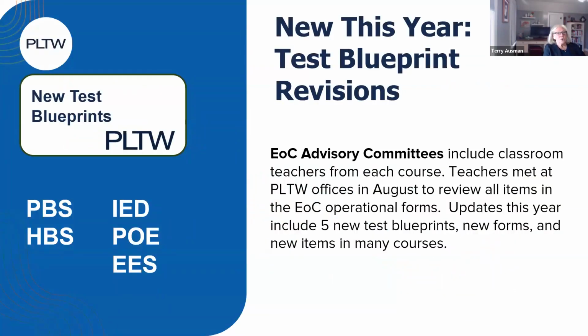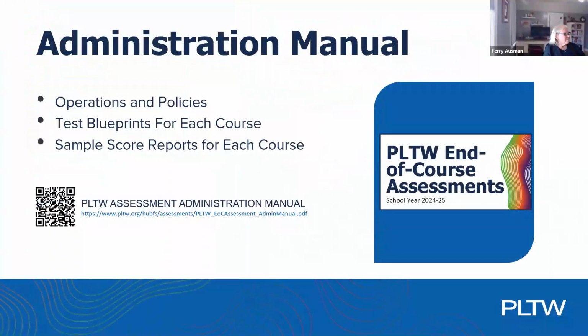Next one, Brian. So one of the things that we want to make sure everybody's aware of, we have 5 new test blueprints this year. That means our subject matter experts have worked together looking at the objectives and created a new test blueprint with new weights on it, new skill clusters, and these 5 new blueprints are in PBS, HBS, IED, POE, and EES. We've added new items kind of throughout the test. We have a lot of new items added this year.